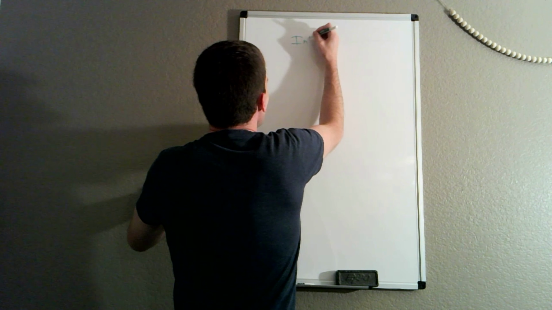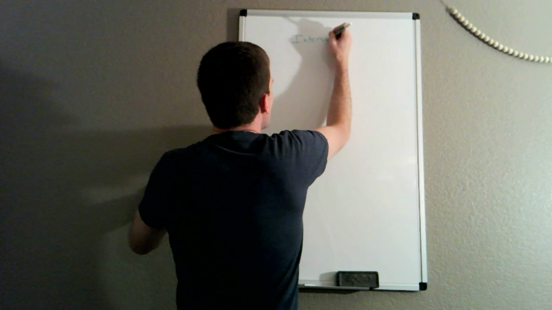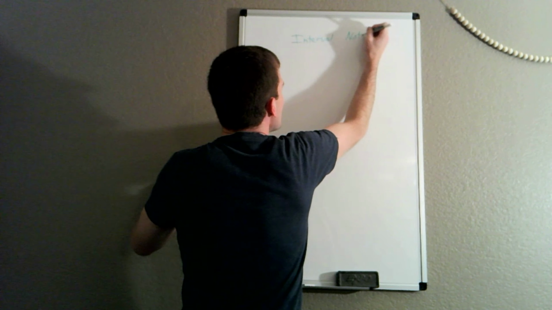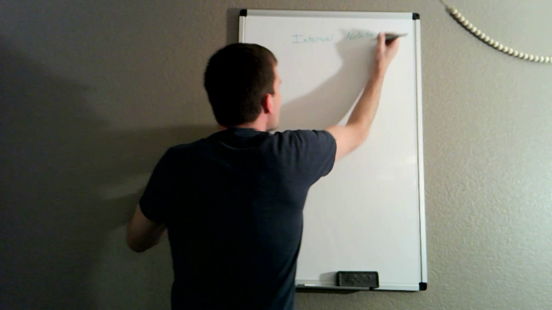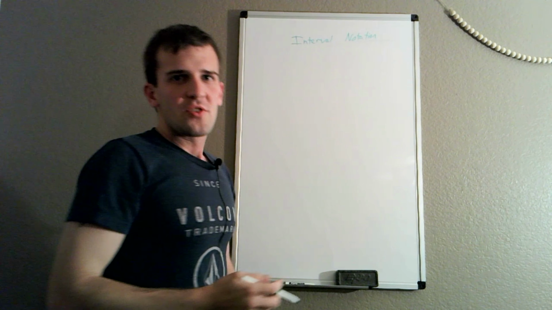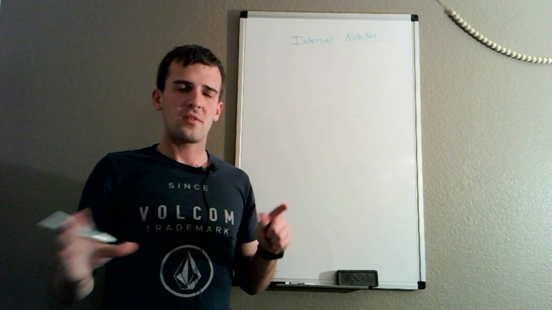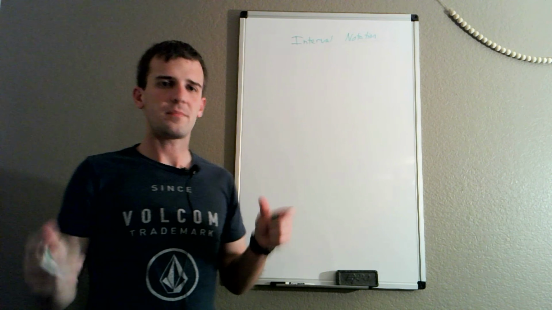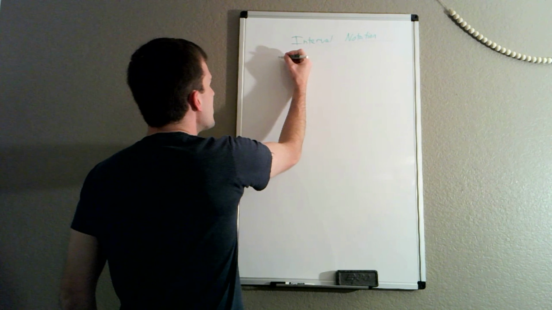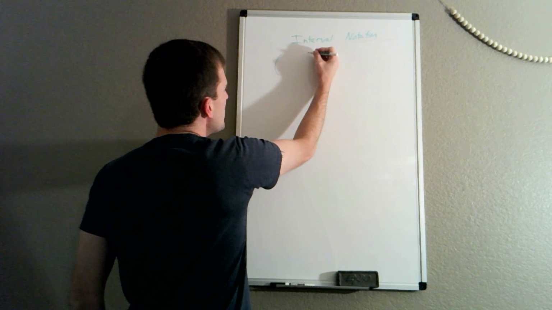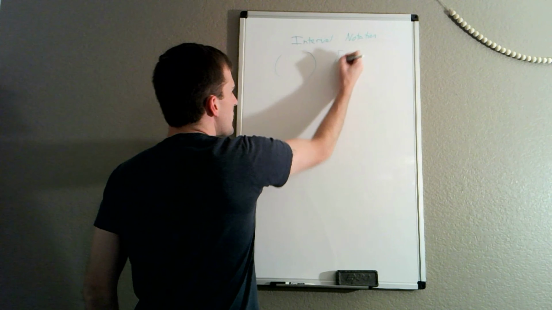All right, so interval notation. Interval notation is used when you're trying to represent a set of values really between two numbers. And interval notation typically uses parentheses or brackets.